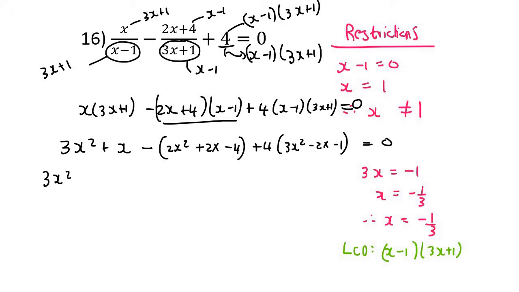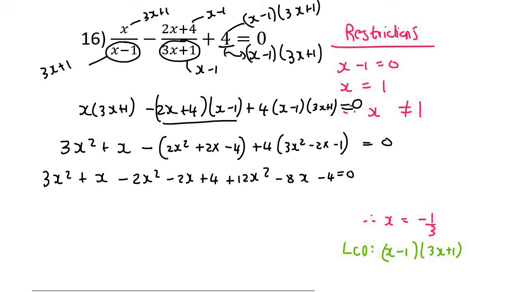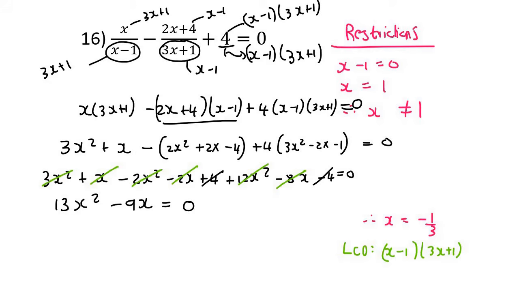Now we need to go ahead and multiply the brackets one more time, so we multiply the minus inside like that, and now I'm just going to simplify. So 3x squared plus 12x squared, minus 2x squared, is going to be 13x squared, and then x minus 2x, that's minus x, minus 8x, that's minus 9x, and then plus 4 minus 4, that just gives us 0. Well, yeah, it cancels out, and so we can say equal to 0.